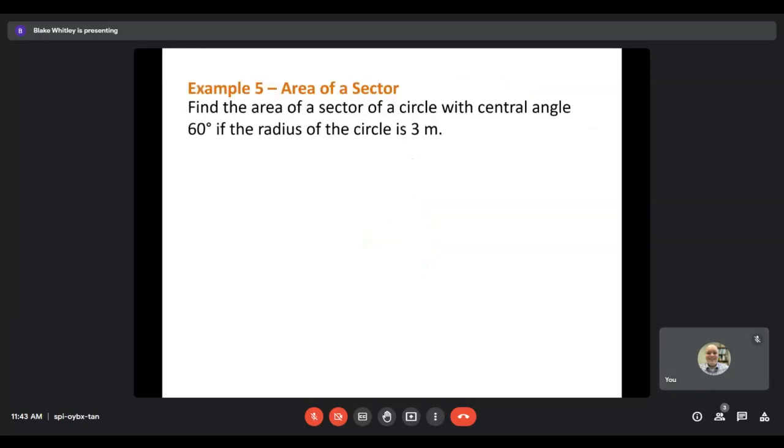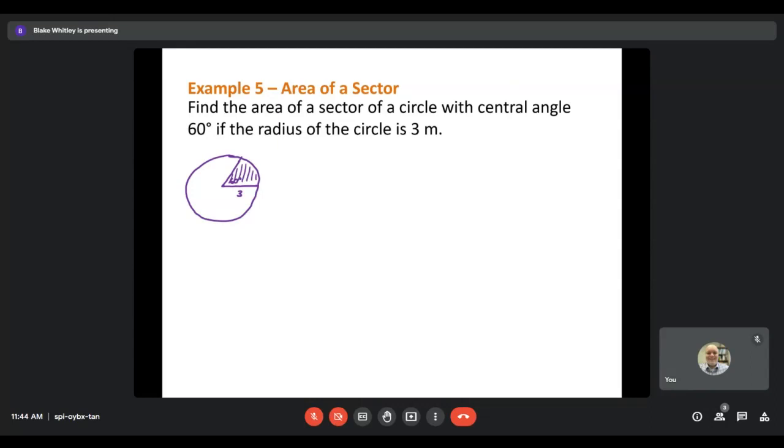All right, so we want to find the area of a sector of a circle with a central angle of 60 degrees if we know the radius of the circle is 6 meters. Okay, so again, I'm going to sketch my picture here so we know what we're looking at. We have a central angle, 60 degrees. And we know that the radius here is 3 meters. And this time we're actually looking for what's the area of that sector.